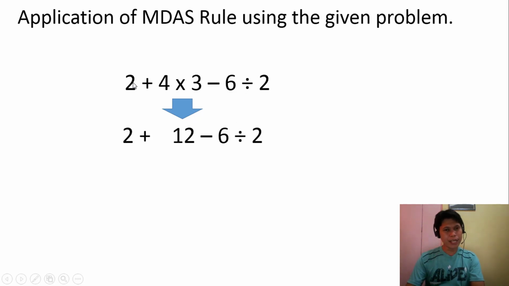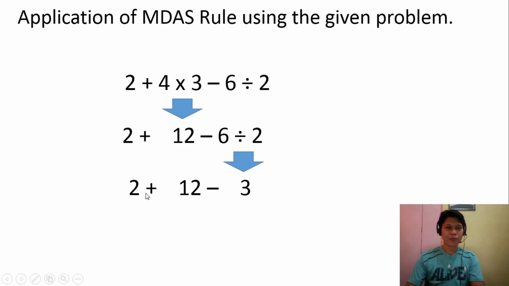And let's copy the rest of the numbers, including the signs. Okay, do not change any sign. It is subtraction, 6 divided by 2. Okay, next, you perform next the division. 6 divided by 2 is 3. And then copy 2 plus 12.